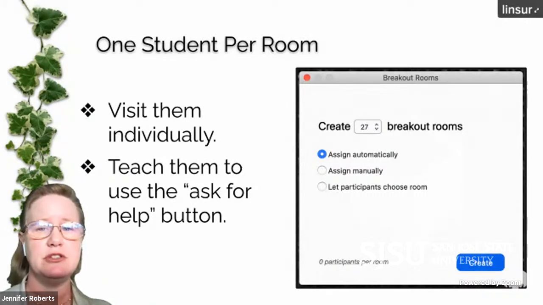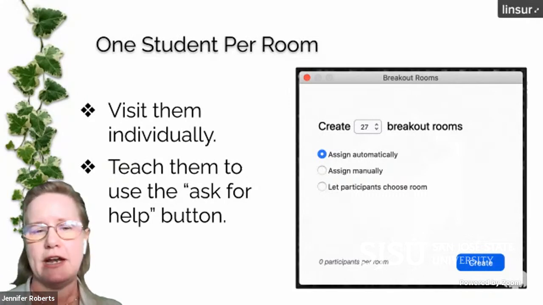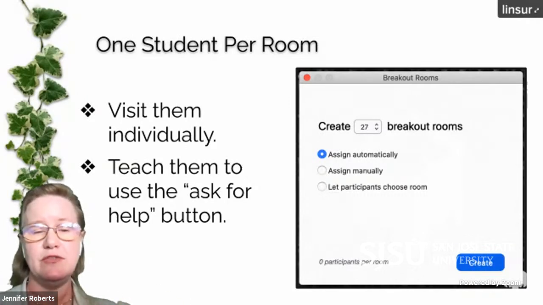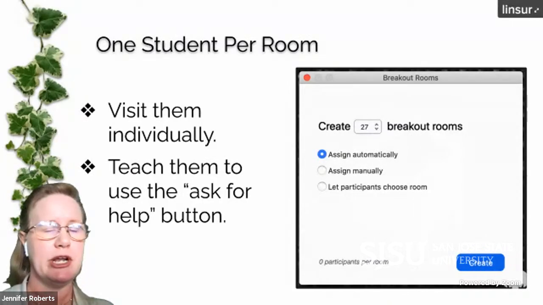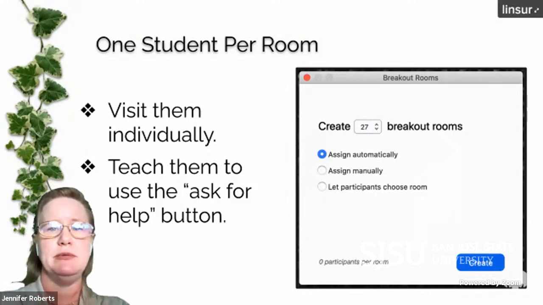So 27 students in the Zoom, 27 breakout rooms. Everybody gets their own breakout room, and as teachers, we can visit each one individually. And then there's an ask for help button on every breakout room. So if they need us, they can ask for help and we'll come see them and see what they need.